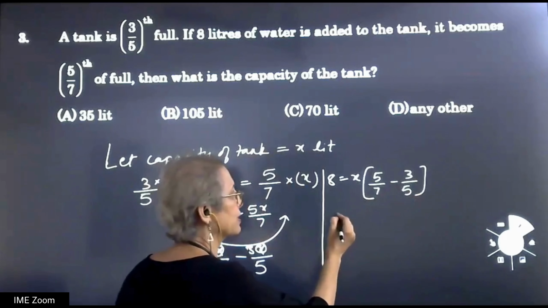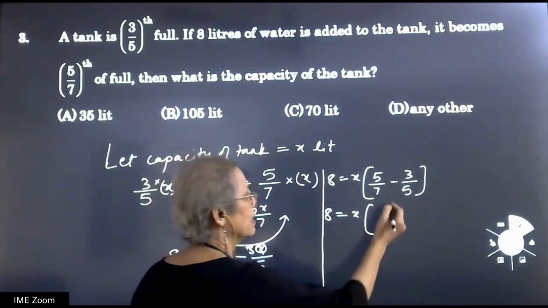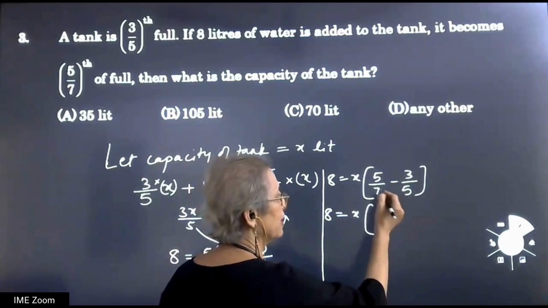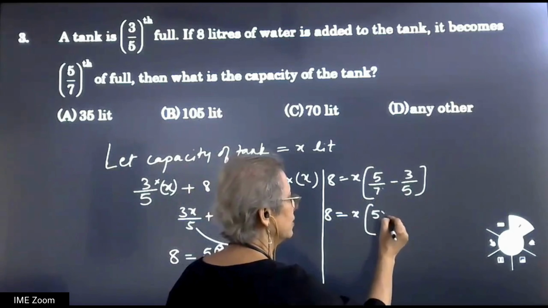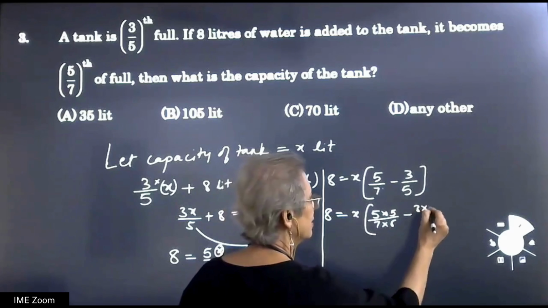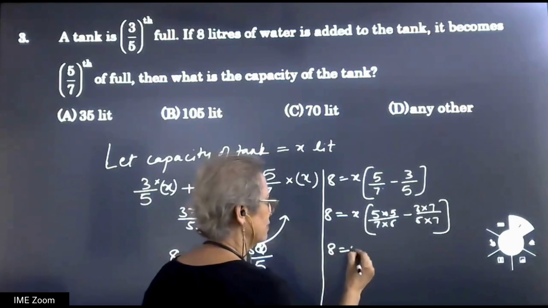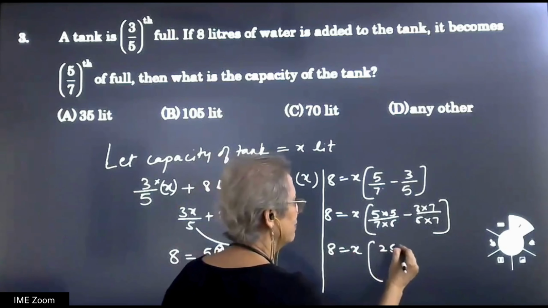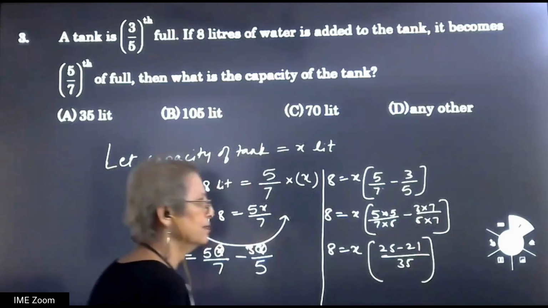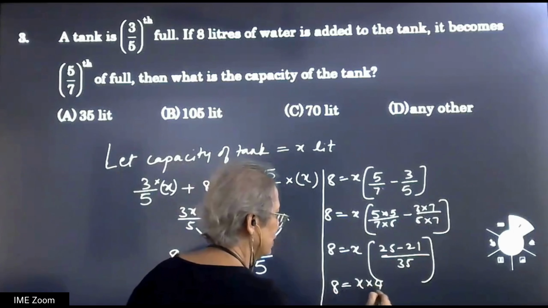And now we have to do subtraction. It is a question of addition or subtraction of fractions. So LCM is 35, they are prime numbers. So multiply 5 into 5 upon 7 into 5 minus 3 into 7 upon 5 into 7. And therefore 8 is equal to x into bracket 25 minus 21 upon 35. So 8 is equal to x into 4 upon 35.